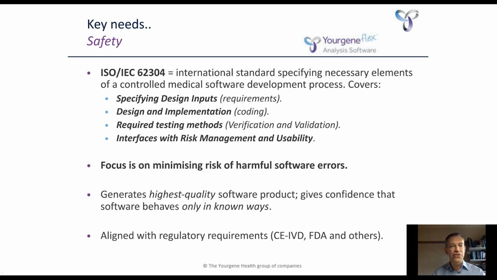And ultimately, the whole point of this is minimizing the risk of harmful software errors. And for any other software error that might occur, if it's not harmful, we at least know what it would do. We know what the ultimate impact of that would be. And in the end, what it means is that you get the highest quality software product out of that. And it gives confidence that the software will behave only in known ways, only in ways that it was designed to do. And very usefully, ISO IEC 62304 is aligned with regulatory requirements internationally.